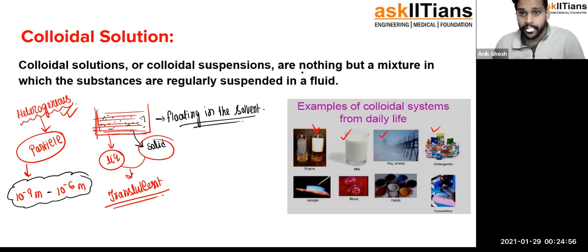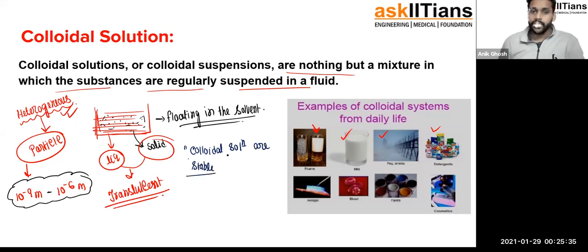It is nothing but a mixture in which substances are regularly suspended in the fluid. If you keep this colloidal solution for a minute or two, it won't settle down. That is the speciality about it. So we can also say colloidal solutions are stable. They won't settle down. They are very much stable in the floating medium.